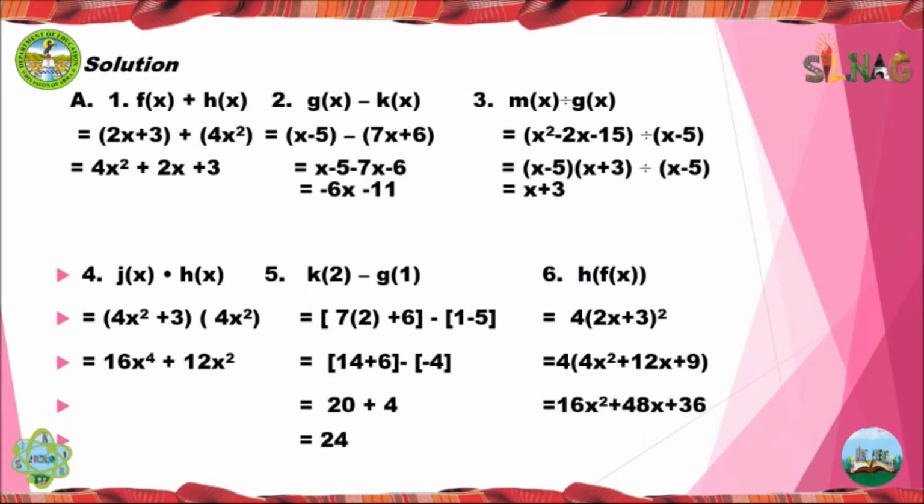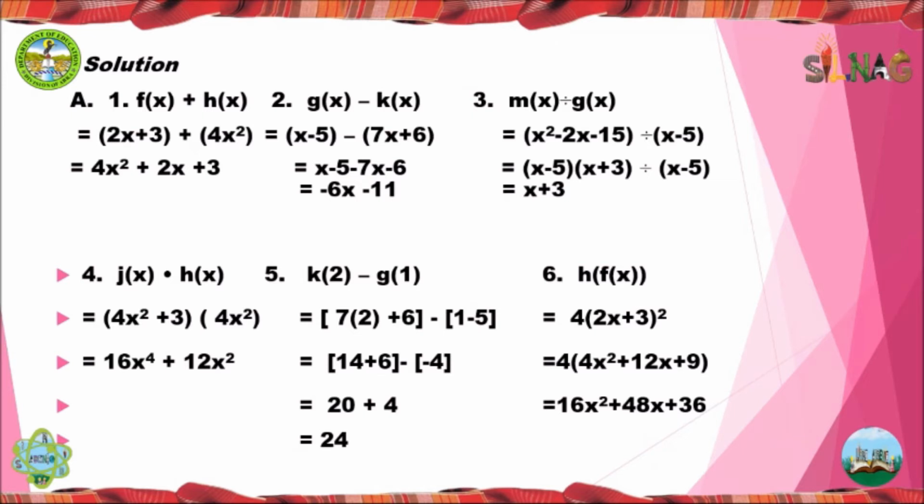Then number 3. m of x divided by g of x. So we have to substitute the given values of m of x and g of x. So we have x squared minus 2x minus 15 divided by x minus 5. So by using long division, or the long method in dividing a trinomial by a binomial, the quotient is x plus 3.